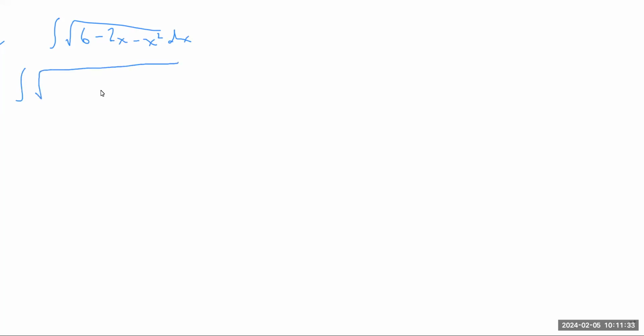Basically, what I want to get toward is this form here. I know I'm subtracting the variable squared, so I'm looking for something of the form a squared minus u squared du. Completing the square is going to help us figure out what our a's and u's are. First thing, I want to separate my constants from my variables in here.